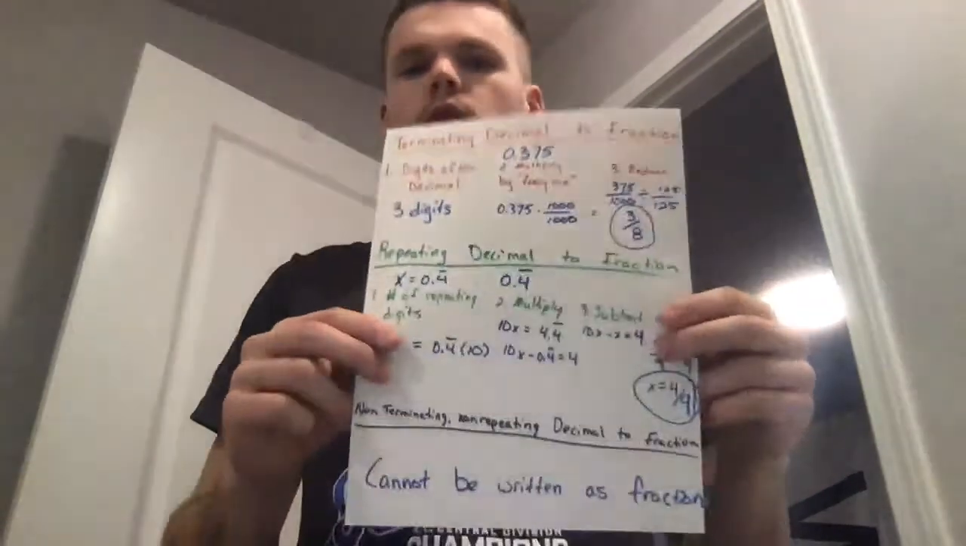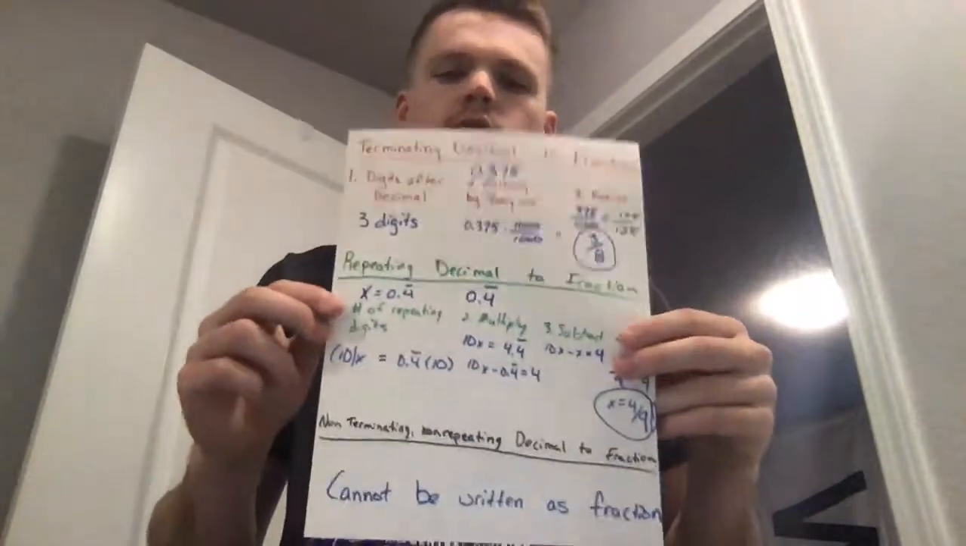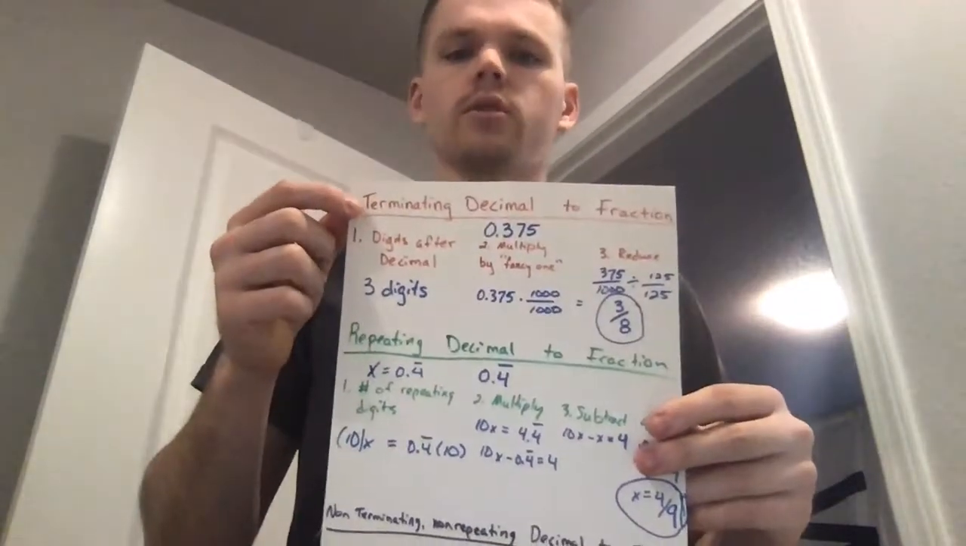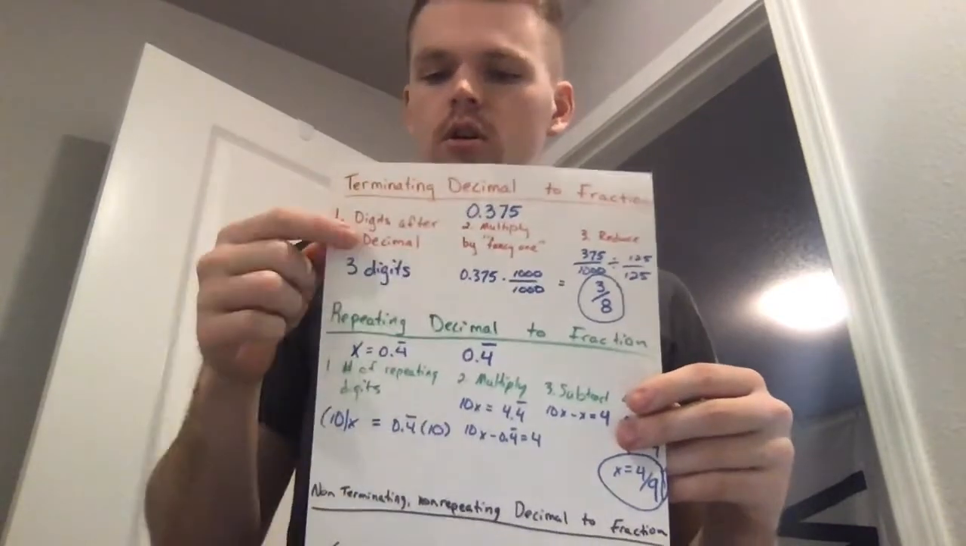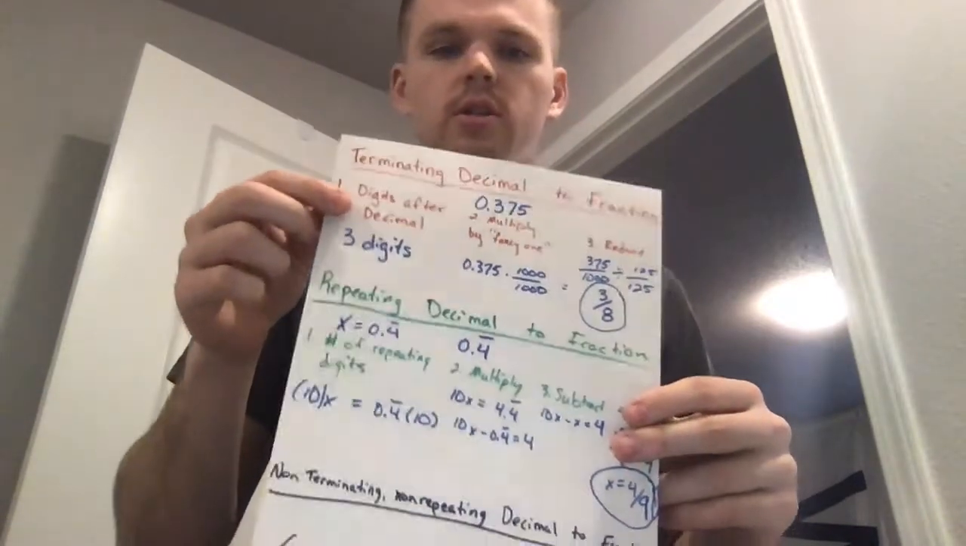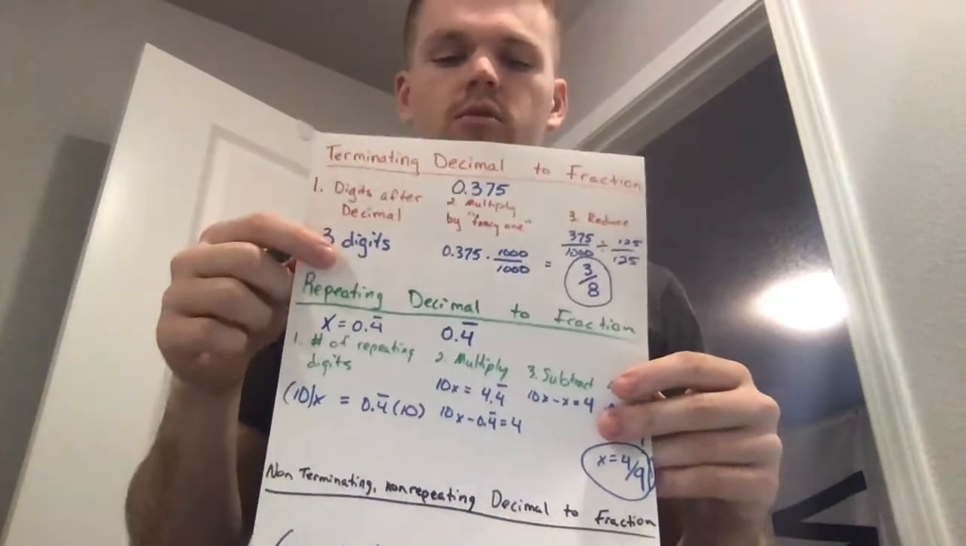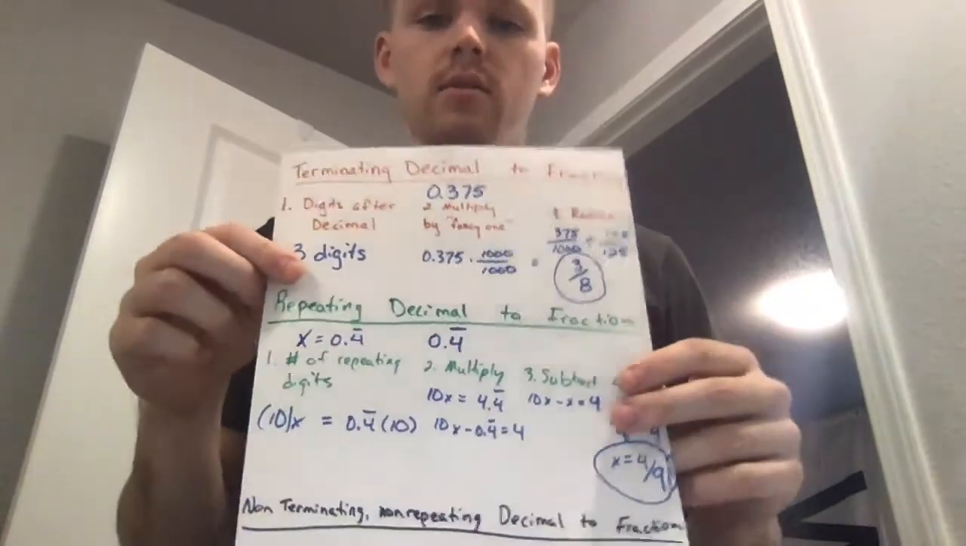Okay, so for the anchor chart on fractions, decimals turning into fractions, let's start with a terminating decimal to a fraction, using the decimal 0.375. First, you see the number of digits after the decimal. There are 3, which is also known as the thousandth place.